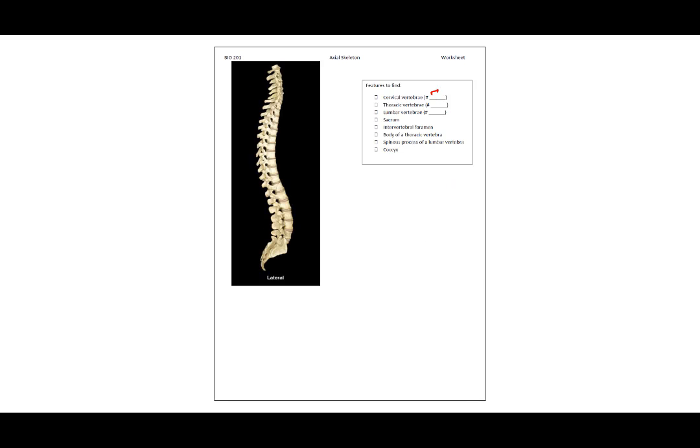For the cervical vertebrae, we have 7 cervical vertebrae. We have 12 thoracic vertebrae, each are attached to a pair of ribs, and we have 5 lumbar vertebrae. You should be able to identify the sacrum. The intervertebral foramen are these holes that the spinal nerves will come out from. We can see the body of thoracic vertebrae within here. We can see spinous process of a lumbar vertebrae, that would be over on this side, and the coccyx at the very bottom.